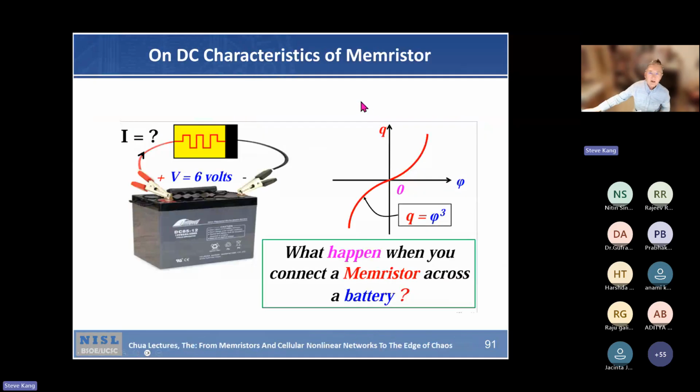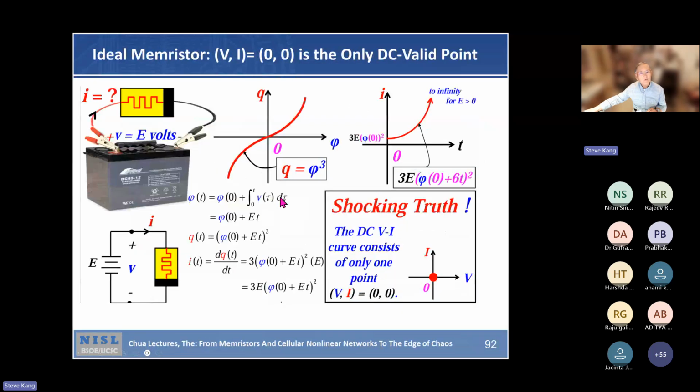The other interesting observation is, can you bias a memristor with a DC source? The answer is no, actually. So this explains why you shouldn't bias this memristor with DC. This is a phi-q curve. Suppose q is equal to phi raised to the power of 3. If you have this type of memristor, what happens when you connect it across a battery? Take a 6-volt battery, like a car battery, and connect it to the memristor, and you'll see that it immediately destroys the memristor. So this shows why.